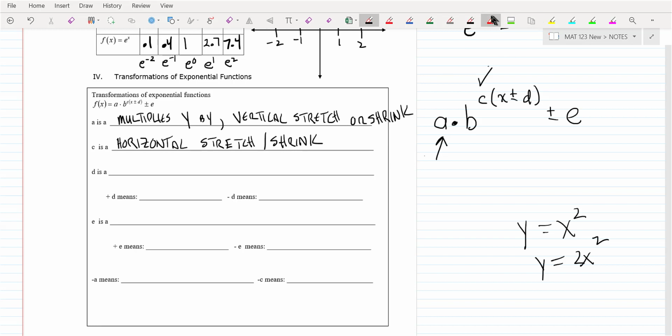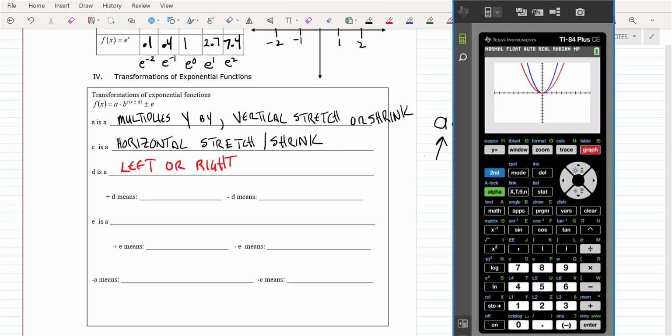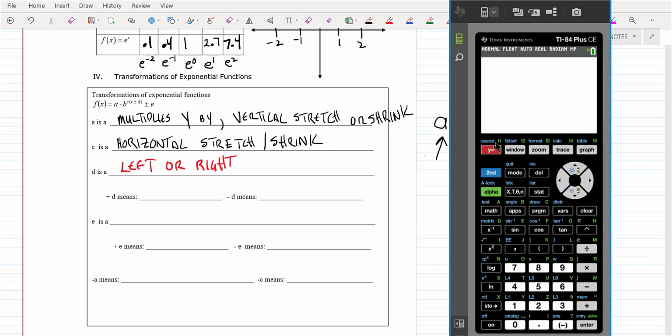Okay, and let's look at the next one here. The D, if that's inside the exponent, D is going to be left or right. It's going to move your graph either to the left or to the right. Now remember, we did this before, so I want to use my calculator to visually at least demonstrate this to you. Okay, so I'm going to go back and do this. I think you guys will remember this, hopefully, anyway. I already reviewed this a little bit. So what if I did x minus 3 to the second power? What would that do to that parabola? What did we learn?